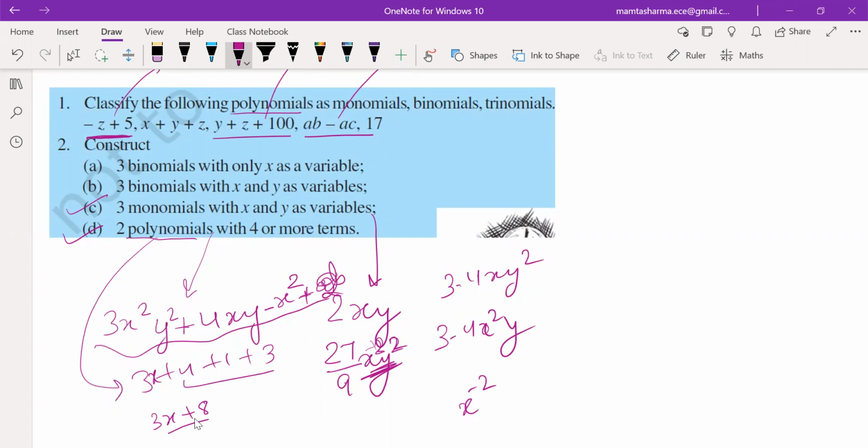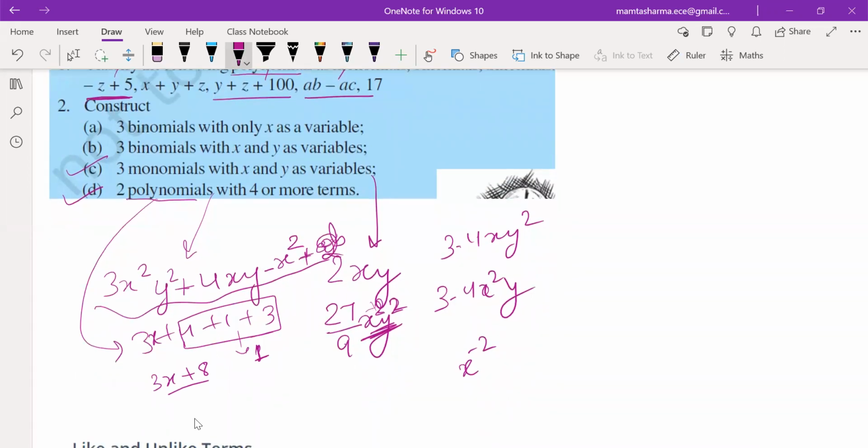You have to give four separate terms, not two constant terms. Those two constant terms can be added and formed into one term. So you could not say 3x plus 4 plus 1. This would be 3x plus 8 only, and it would be considered a binomial only. Okay. Yes, ma'am. So you could say 3x plus 2xy plus 2y plus 8. You could say this.